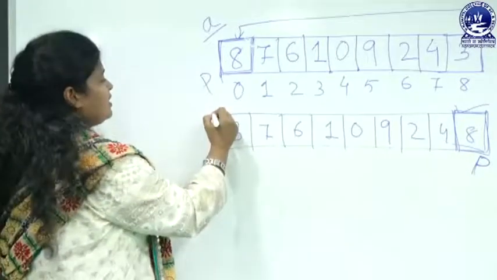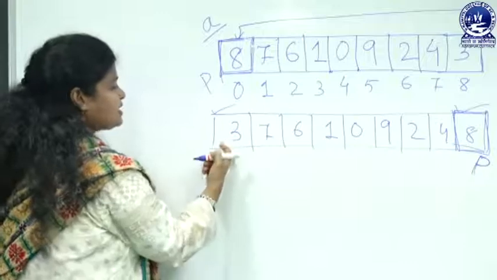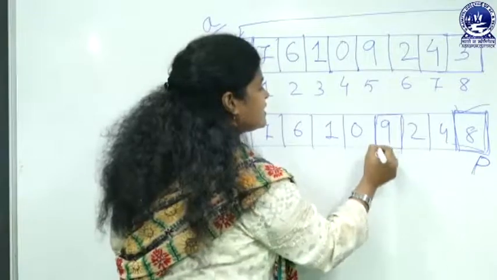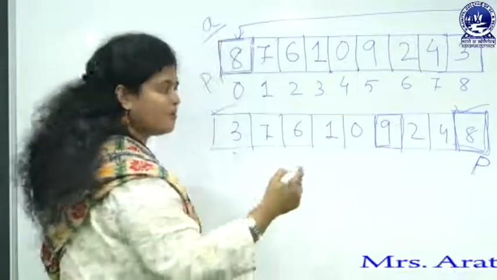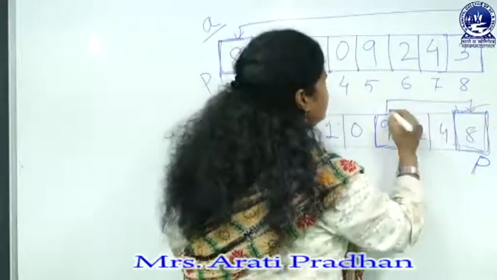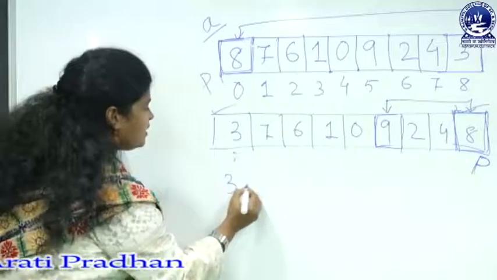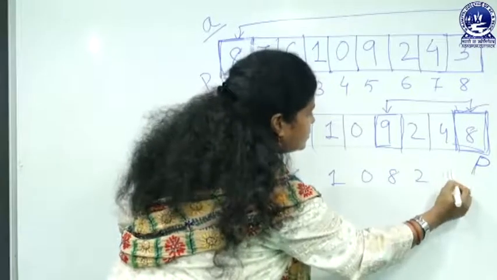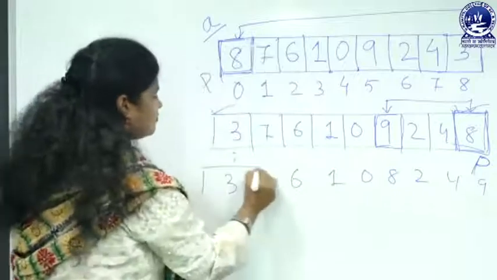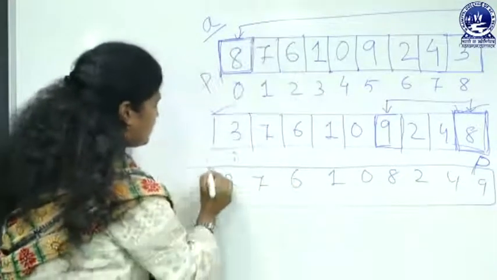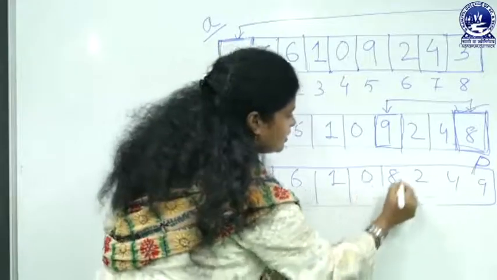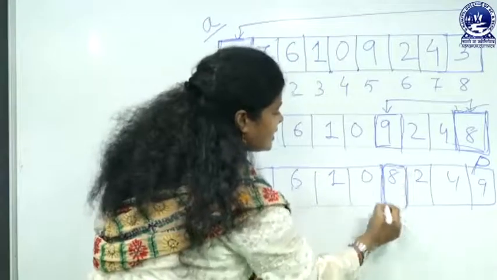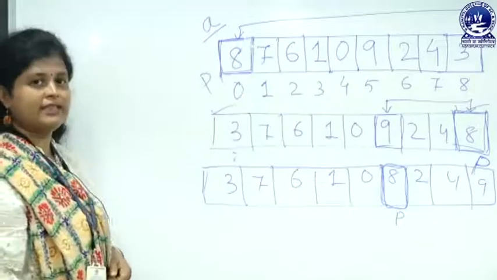So, yes, we will start from here. It is smaller, then smaller, and in this way we will check and stop here because 9 is greater than 8. Again we will swap, and the list will look like this: 1, 0, 8, 2, 4, 9. After swapping, the list looks like this, and the pivot is here, because till now we have not chosen any other element as pivot.